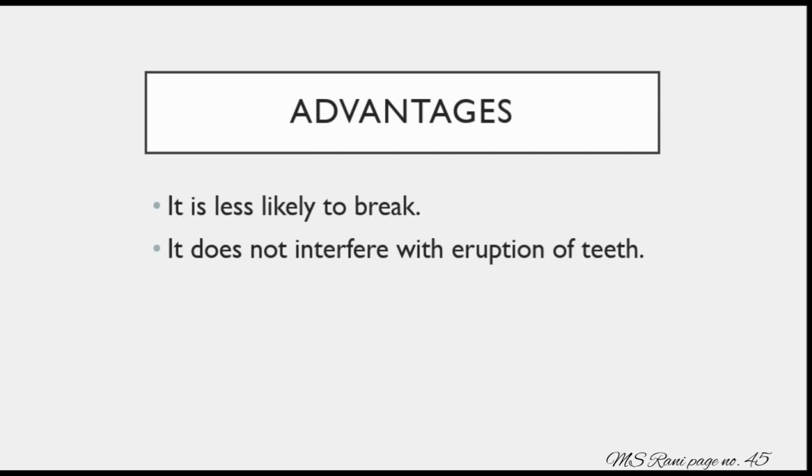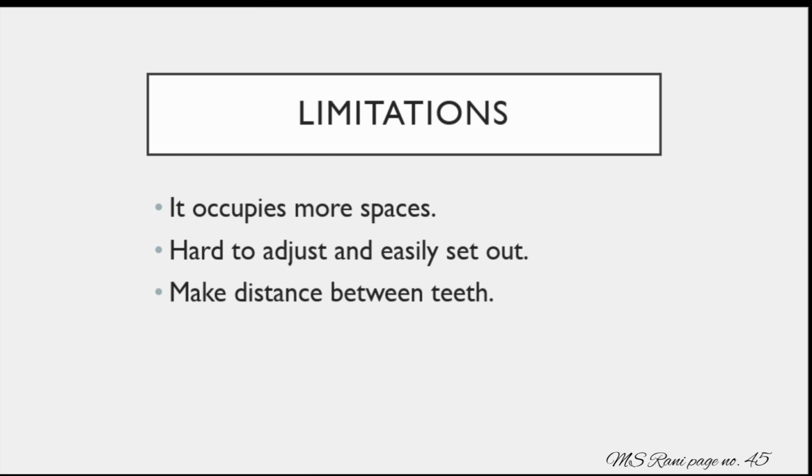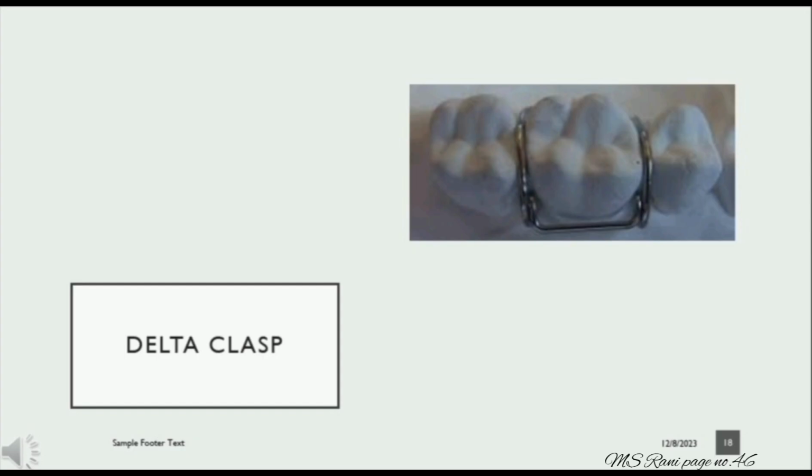First, it is less likely to break and it also does not interfere with the eruption of the teeth. Its limitation includes that it is hard to adjust and easily set out. It occupies more space and also it makes distance between the teeth. Now the next one we will study is the delta clasp. Basic armamentarium is the same. We will be using 21 gauge stainless steel wire for it.